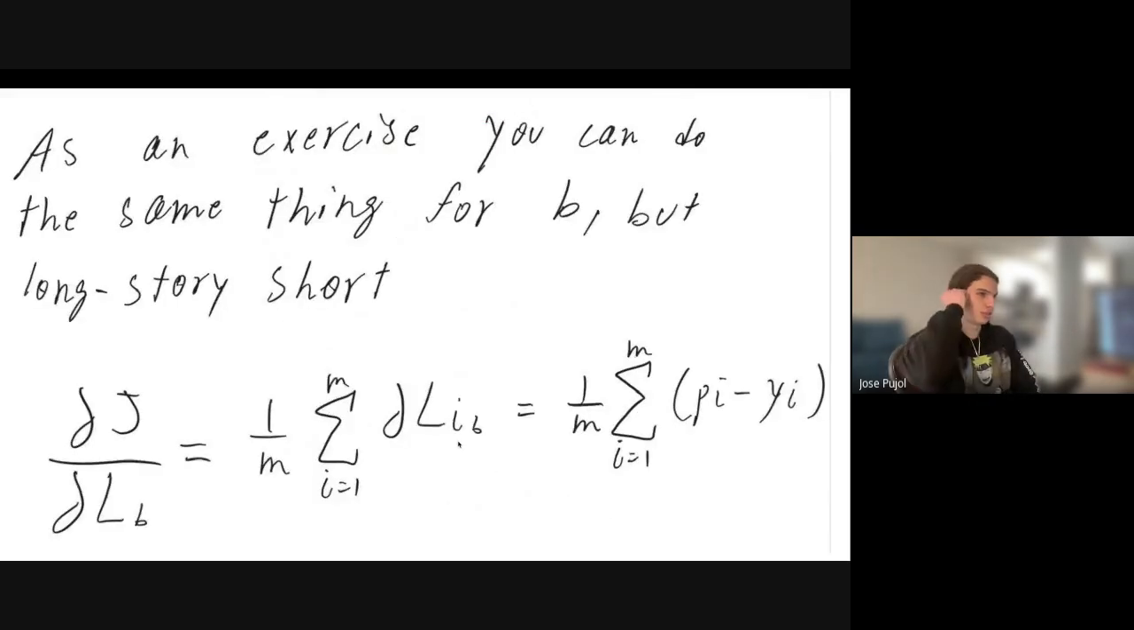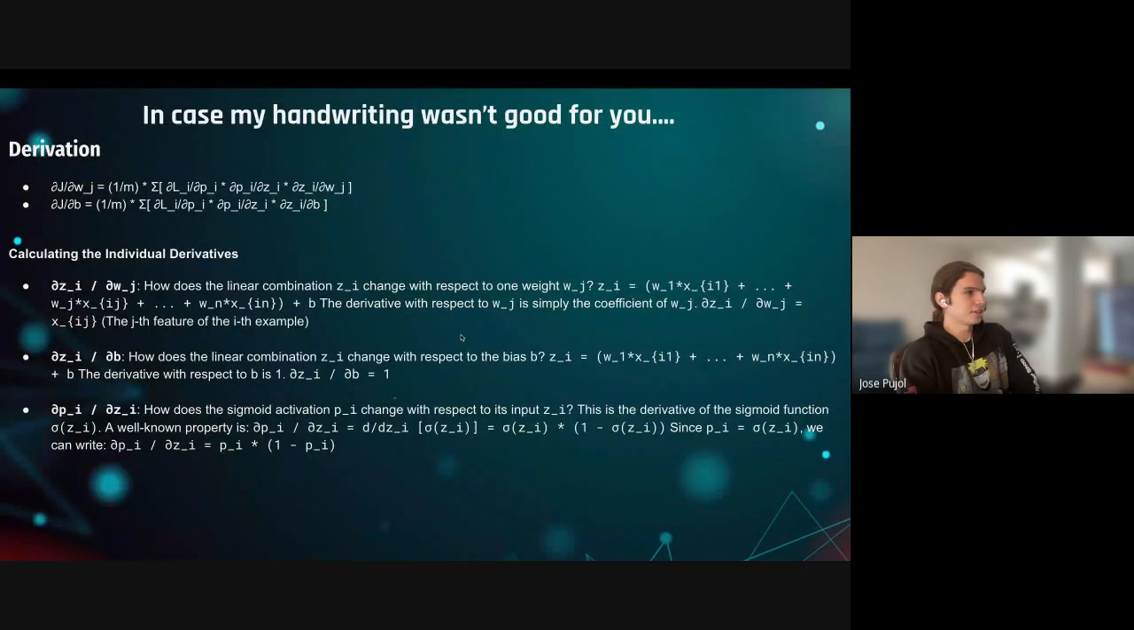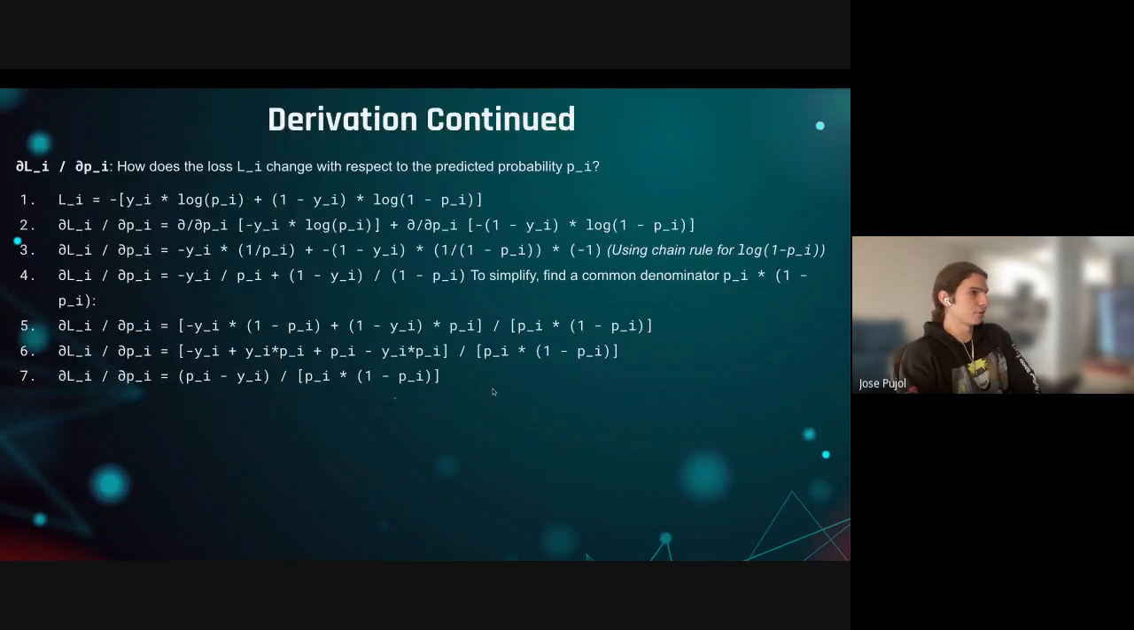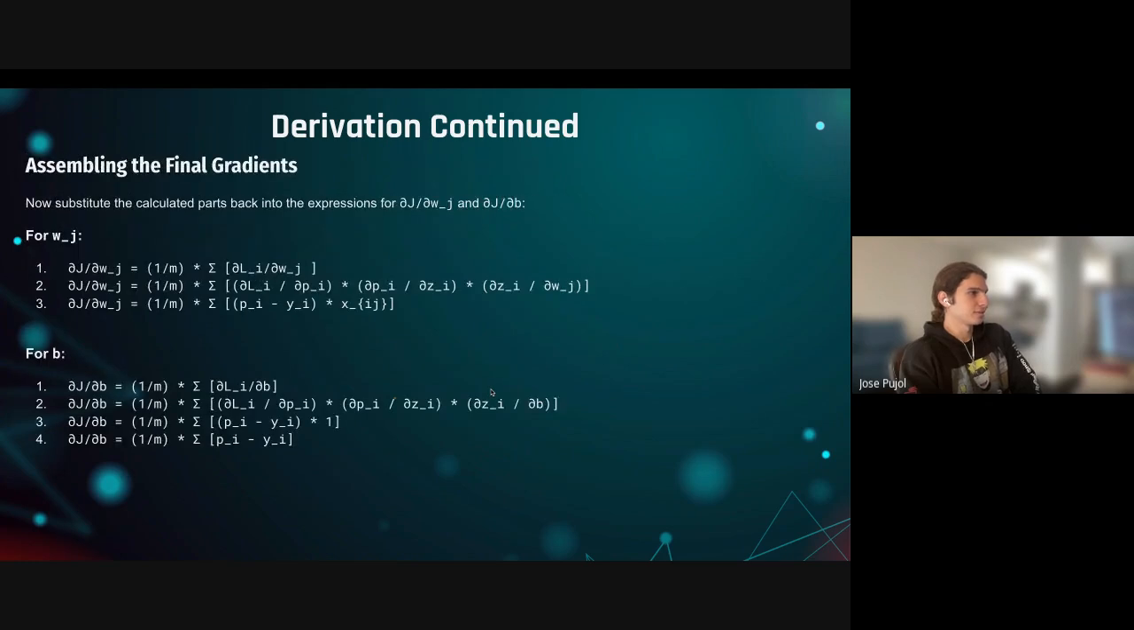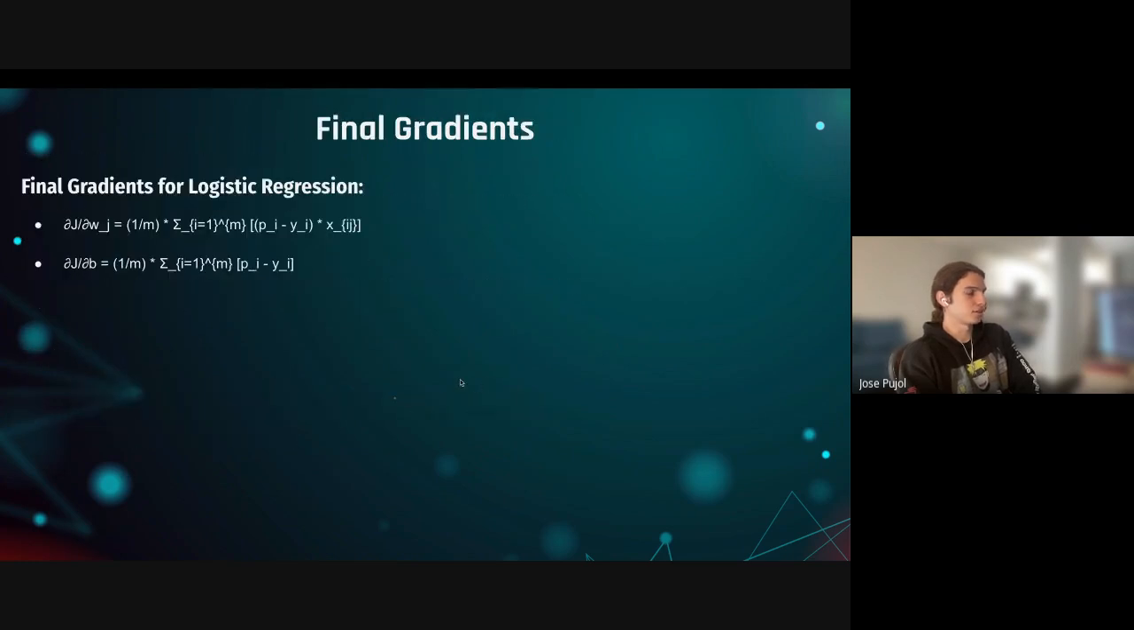As an exercise, you can do the same thing for the bias, but long story short, you get the exact same thing as the other one. It's the error, but the bias is just its own variable, and the derivative of a variable is just 1. So you end up with this, and you do this for each training example. In case you didn't like my handwriting, I also wrote it out for you in the slides. And then you have your final gradient computation.